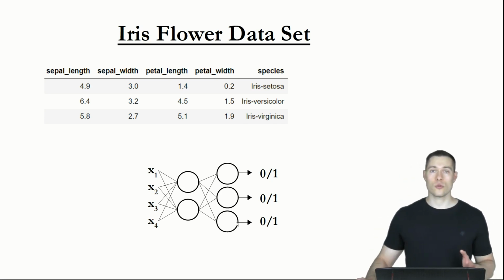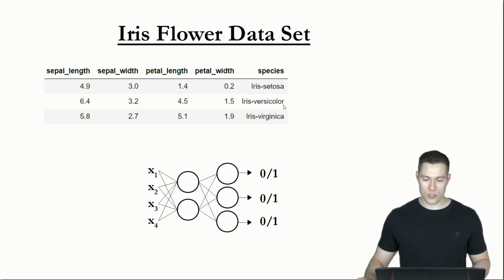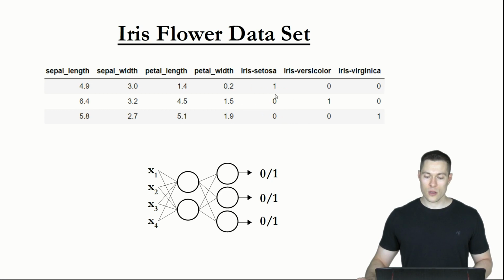So we are going to one-hot encode our label, which is the species of the flower. So instead of having one column that contains all the different classes, we're going to have 3 columns, one for each class. So for example, if the flower is a setosa, then there will be a 1 in this first column, and the other 2 columns will contain a 0. If it is a versicolor, then the 1 will be in the middle column, and if it is a virginica, then there will be a 1 in this last column.